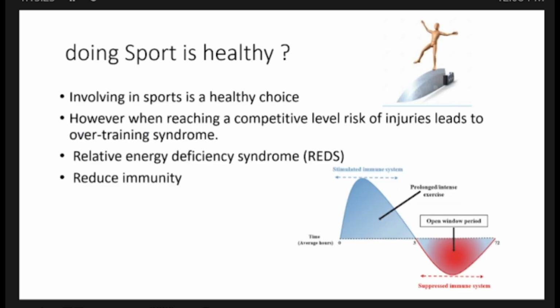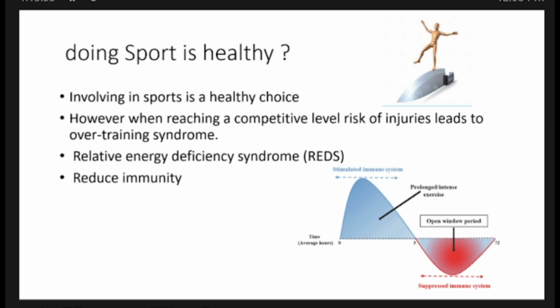Another thing I want to mention is about sport, and how sport differs from exercise. Doing a sport is a healthy thing. You have to encourage people to do sport. But the problem starts when you go for more exercise at the competitive and elite level. Then there are a lot of injuries, related to overtraining syndrome and energy deficiency.